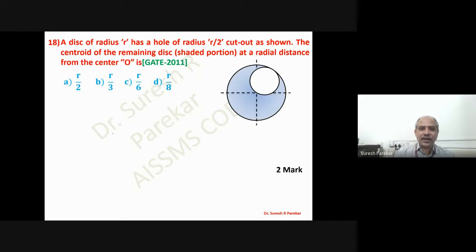Then we have a disk of radius r. So this is given, hole of radius r by 2 cut as shown in figure. So this is total r and we have radius of r by 2 cut from this. And then we can have this actually y bar is equal to summation a y bar upon summation a. And that we have made over here. So we have minus pi r by 2 whole square into r by 2.